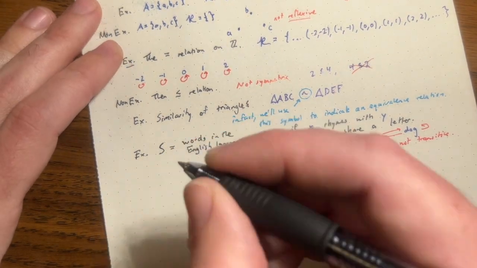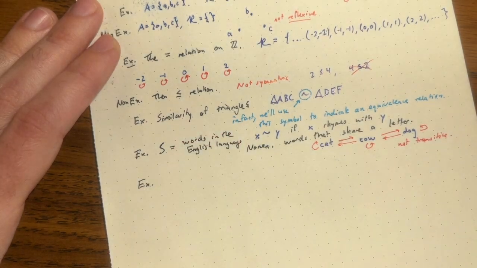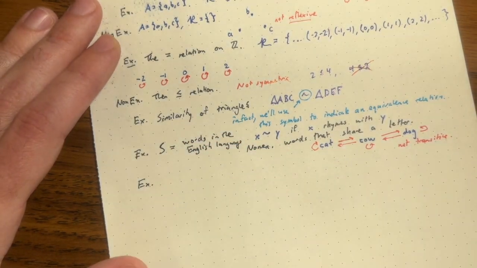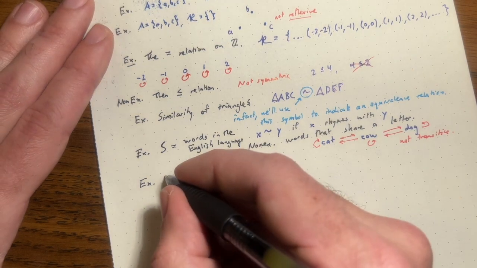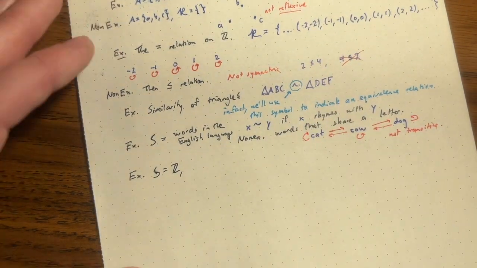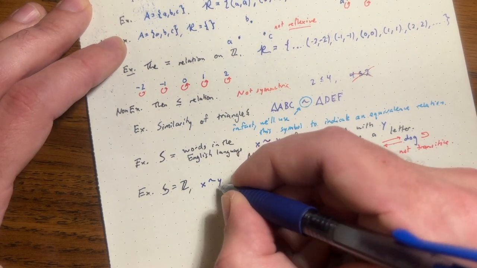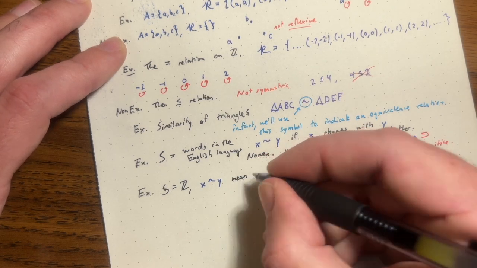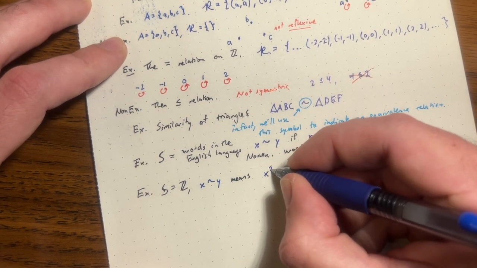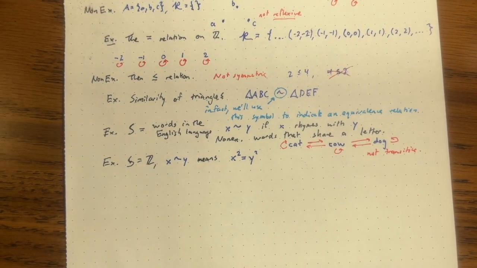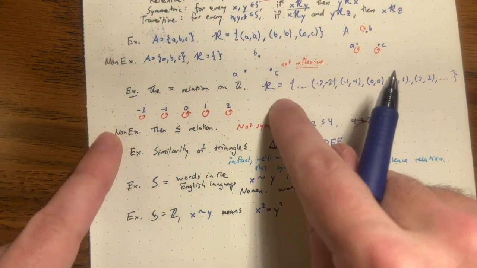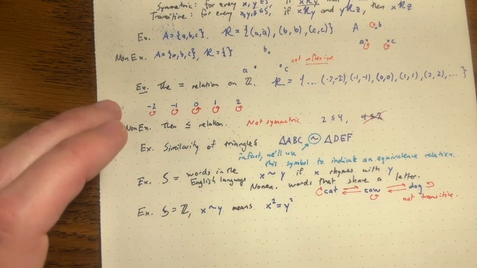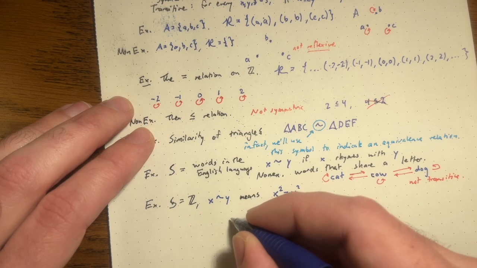Let's just look at some more examples. So here's an example. Let's consider the set of integers, and x tilde y will mean x squared is equal to y squared. It's actual equal sign. And that is an equivalence relation. It's different than this one, because actually in this equivalence relation, you have more things than just a number related to itself. In fact, if I wrote out my relation, it might look like this.